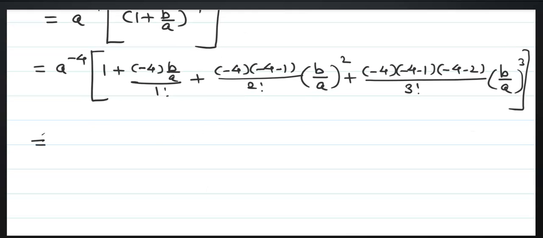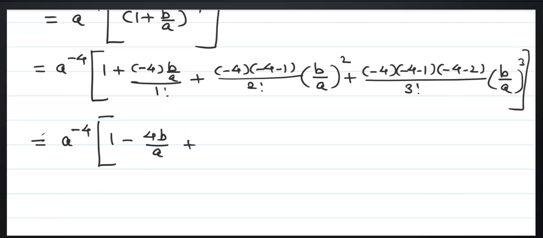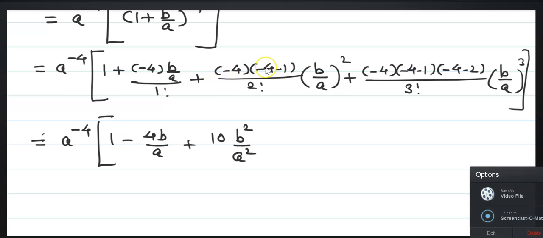This is the simplification. Now a raised to minus 4. Now we will simplify here. Minus 4b upon a. Now what is this simplification? Minus 4 minus 1 is minus 5, into minus 4, that is 20. 20 upon 2, 10 b square upon a square.